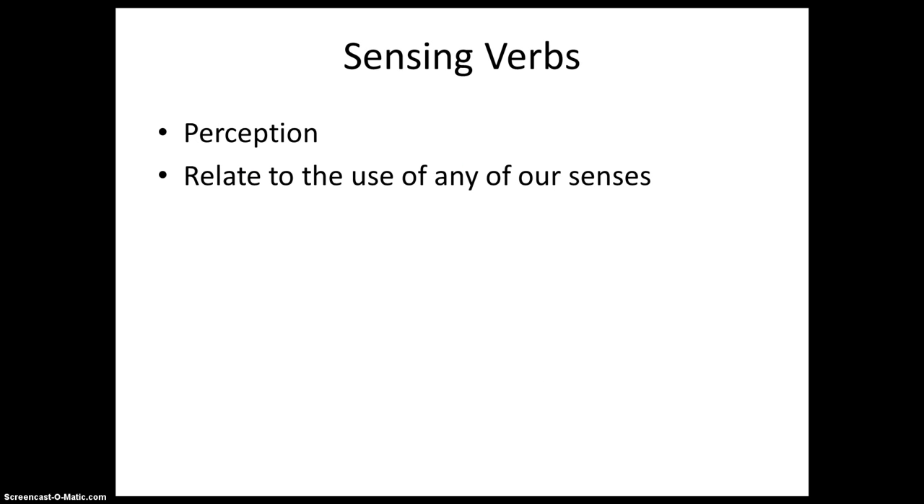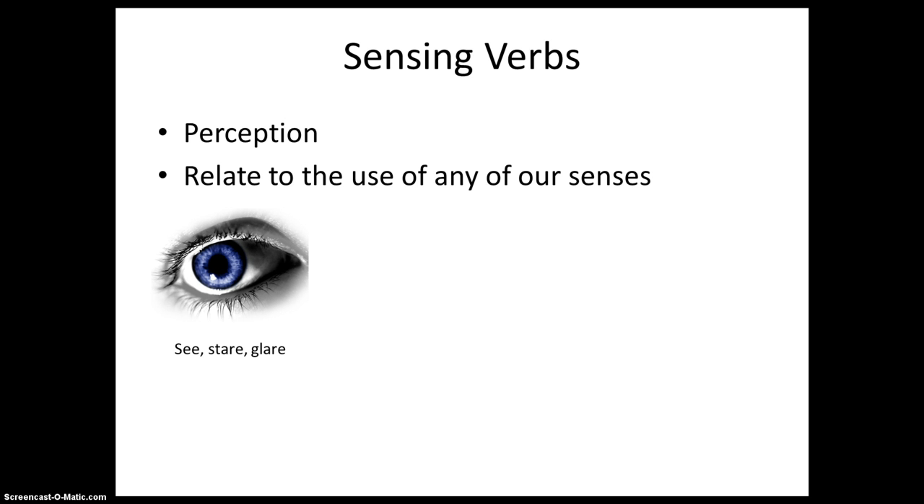Sensing verbs. Sensing is related to your perception and to the use of any of our senses. Basically, we have 5 senses. Let's look at the eyes. We see, we stare, and we glare. This is not exhaustive. There are many more examples, but these are the common ones that we might use. I see a shooting star in the sky. So it's related to my eyes.